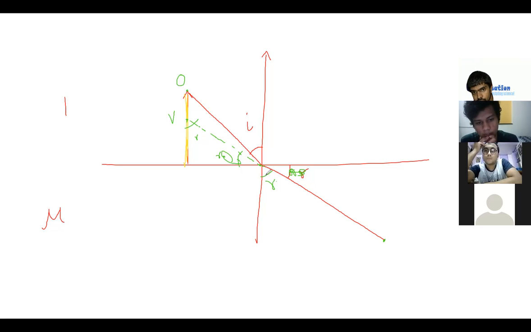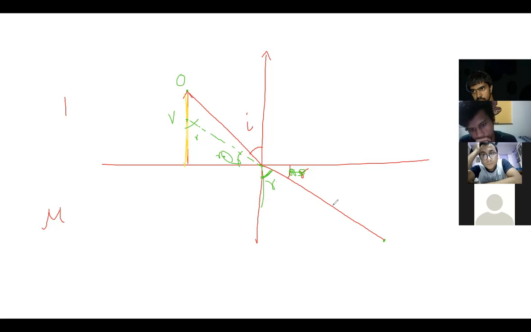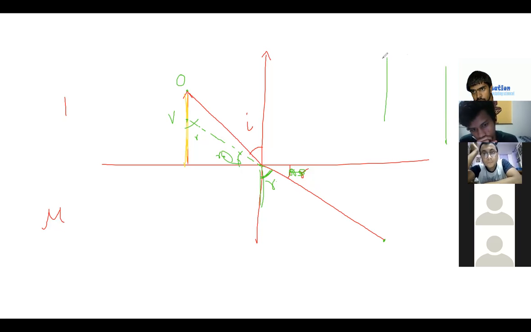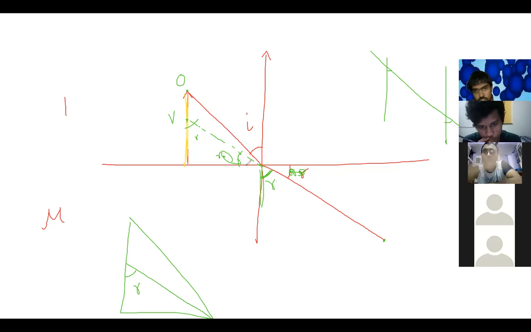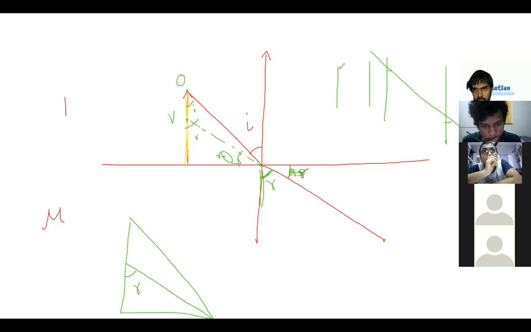This is R, no? This is a normal, and this is the refracted ray. If this is R, is this equal to R? Why? Corresponding angles. Yeah, that will be equal to R. So this guy is equal to R. If this guy is I, this guy is 90 minus I, this whole guy. And if this is I, can I say that this guy is I? Why? Alternate angles. Yeah, alternate interior angles.